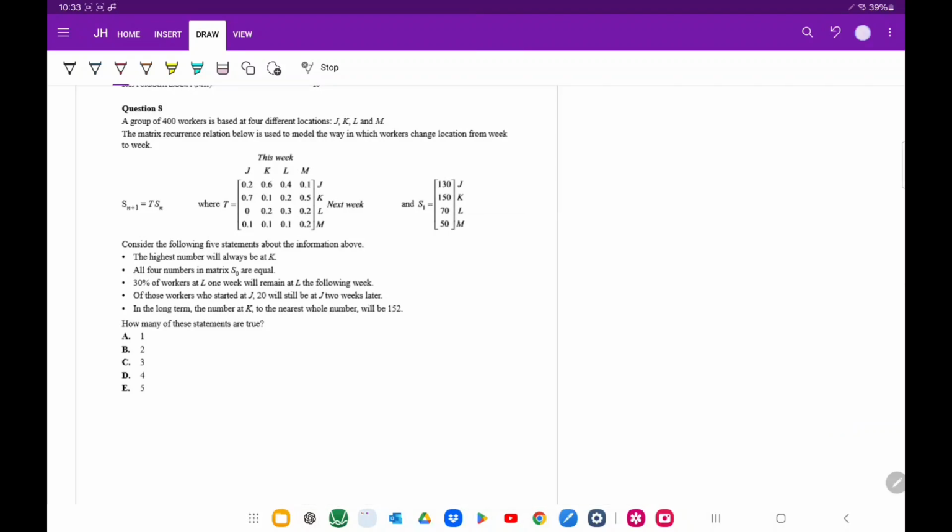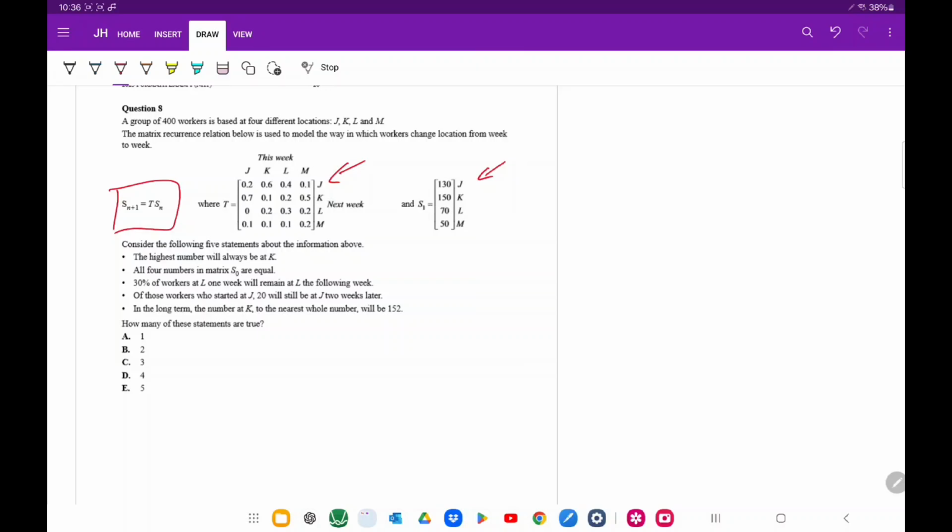Okay, next one. Alright, now it says how many of these statements are true, and we're talking about this particular transition. We've got a transition matrix here, and we've got S1 over here. Now, you'll have to use your CAS with this one. I've gone through the working of this, but we'll look at how many of these statements are true.